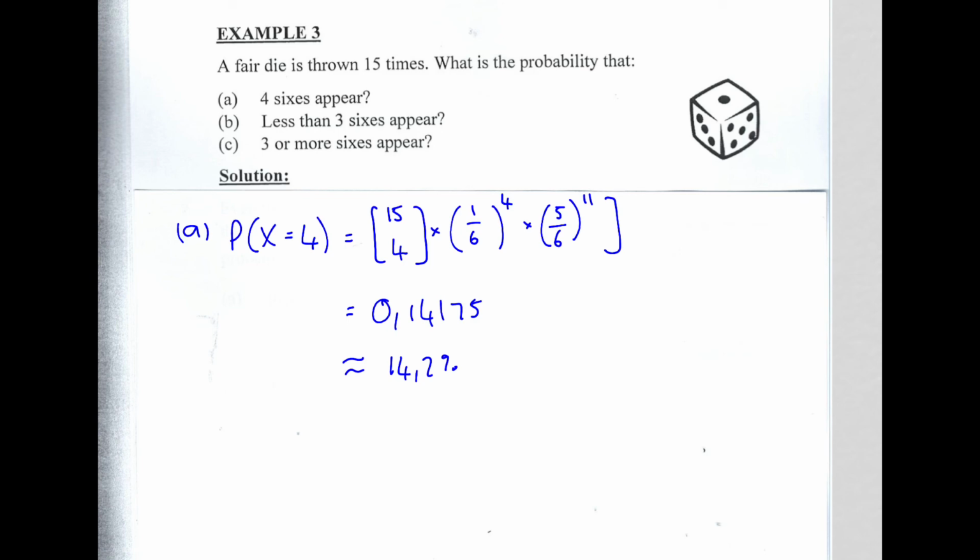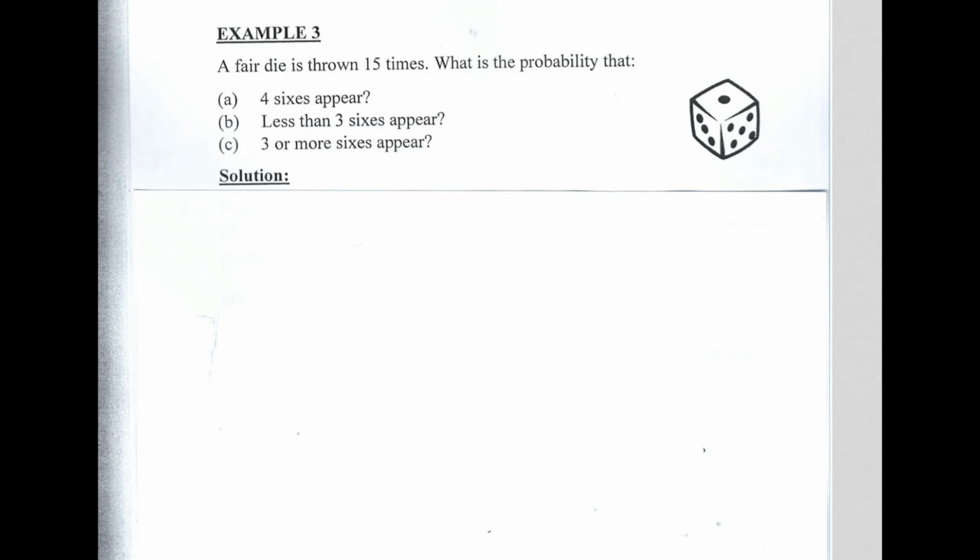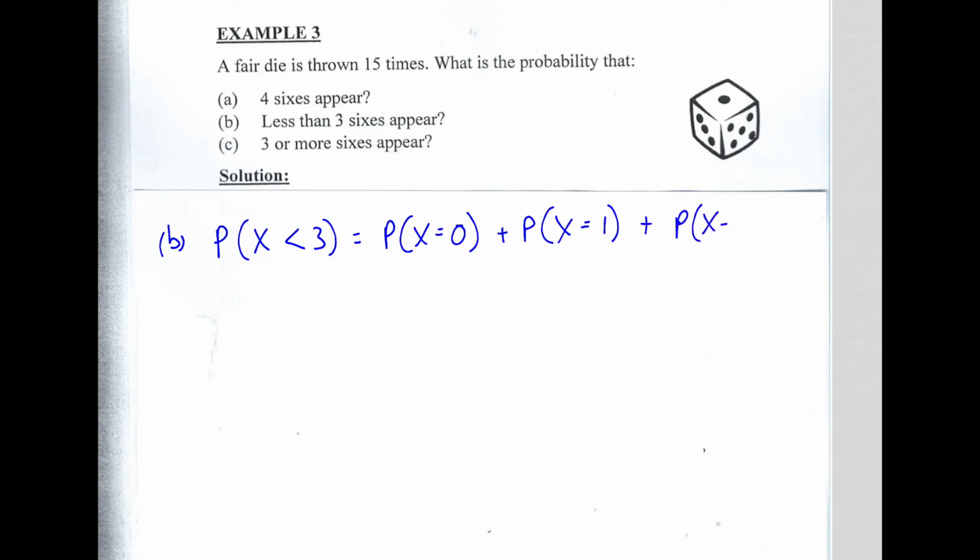Right, let's look at B. Okay, B is asking that less than 3 6s appear. So we're working out the probability that x is less than 3. Okay, which means that we're looking at the probability that x equals 0, in other words, that no 6s appear, plus the probability that 1 6 appears, plus the probability that 2 6s appear. Okay, 3 is not included, so we stop there.